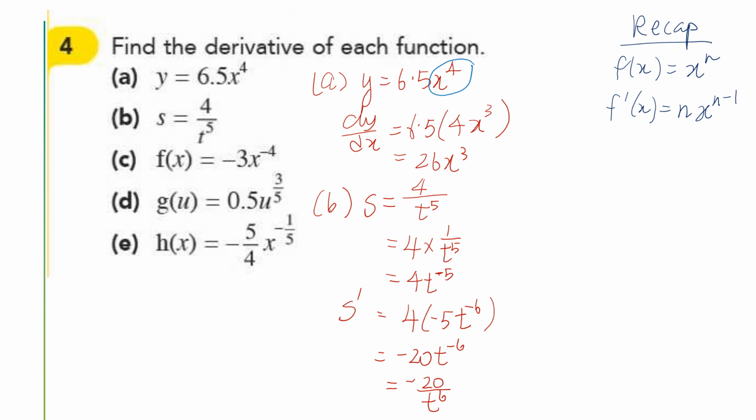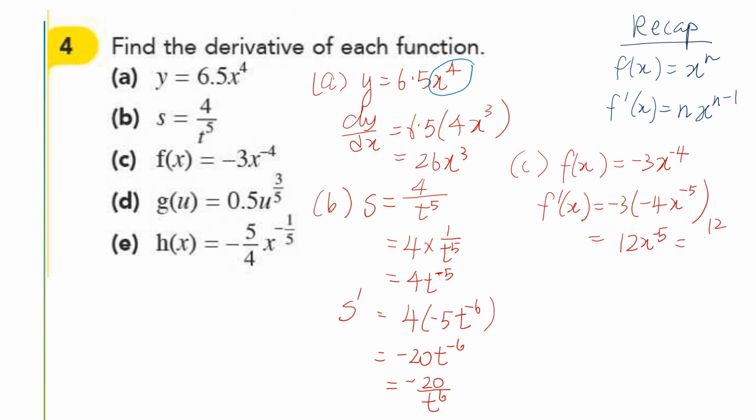Alright, let's move on. Let's do part C. You're given f of x equals negative 3x to the power negative 4. This is relatively easy. The derivative will be f prime of x. Ignore the negative 3 first. Bring the power down. Power minus 1. Negative 4 minus 1 is negative 5. So you will get negative 3 times negative 4, 12. Change it to the positive index. That will be 12 over x to the power 5. Okay, let's move on.